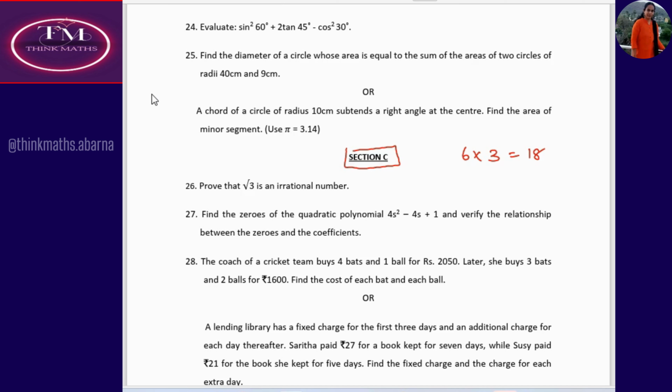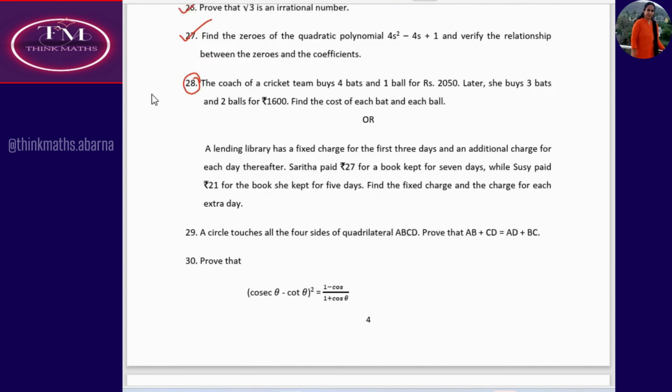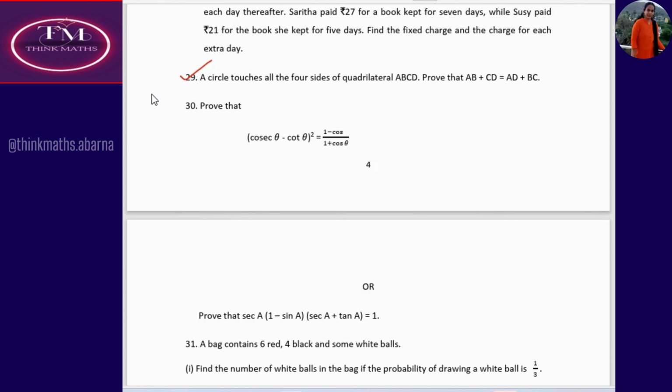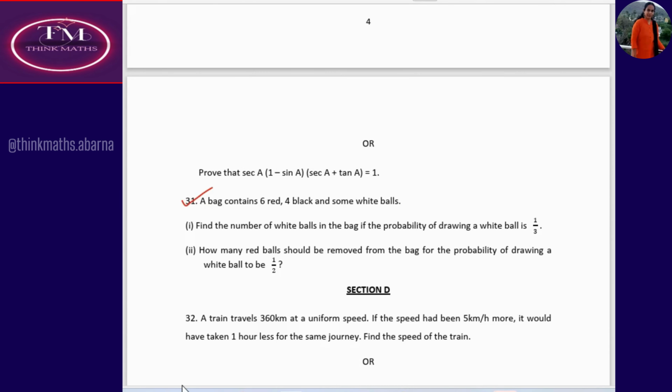In this section also you will be having internal choice. Here 26 is compulsory, 27 is also compulsory, and 28 has internal choice. You can answer either one of the questions. 29 is compulsory. 30 has internal choice, so you can answer either one question. And 31 is based on probability, so it is compulsory.